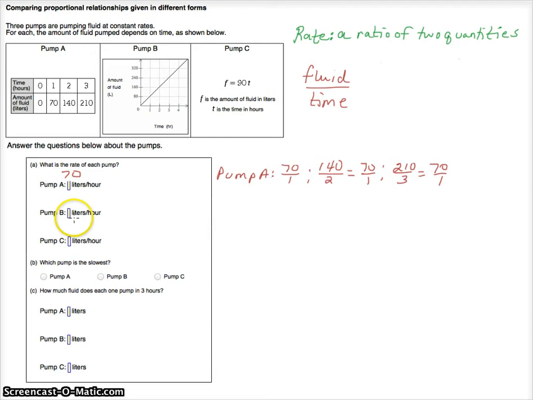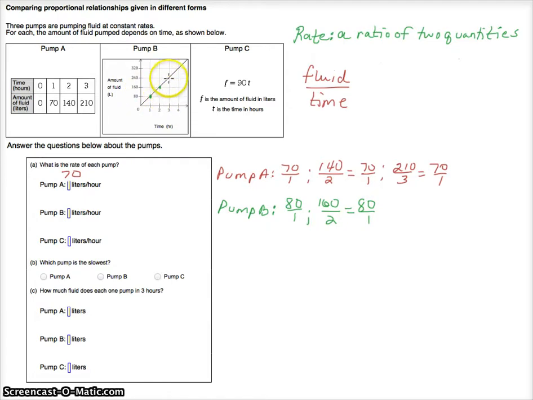Now we're going to do the same for pump B and pump C, and see if you can predict them yourself. For pump B, we have to look at our graph because it gives us points. It says that for 1 hour it pumps 80 liters, so my fluid is going to be 80 to 1. For 2 hours it goes to 160, which is 80 more. So we'll have 160 over 2. If you reduce that, it's going to be 80 over 1. I'm establishing a pattern here. For 1 hour, it's 80. For 2 hours, it's 160, but that means that it's changing at 80 liters per hour. Let's see if it stays consistent.